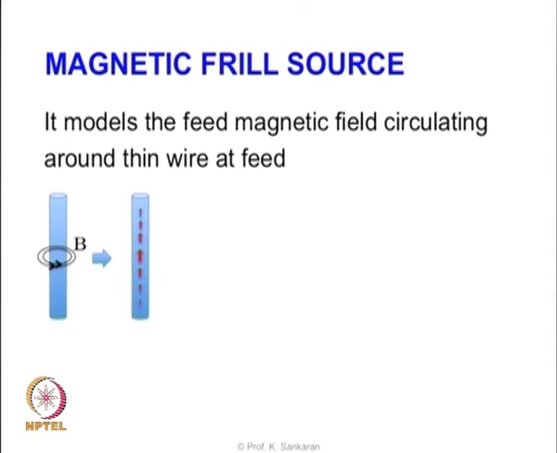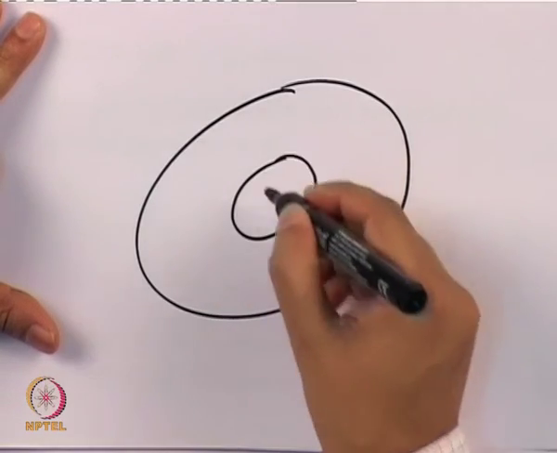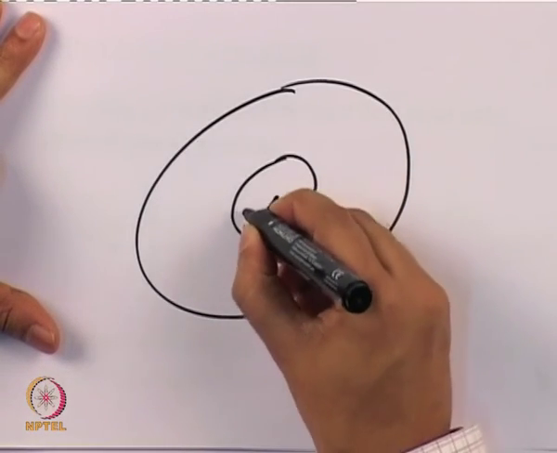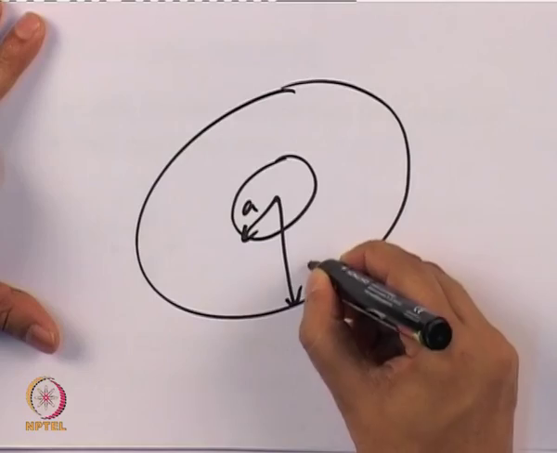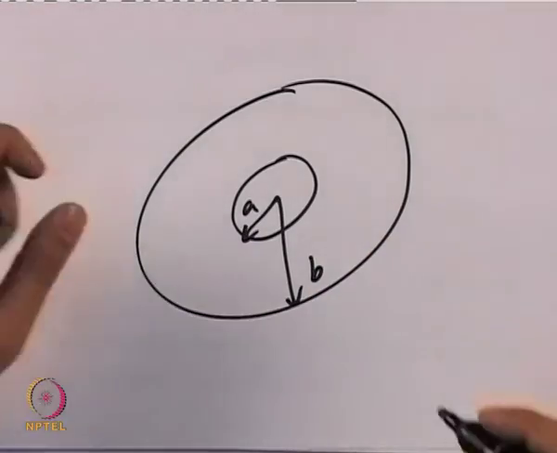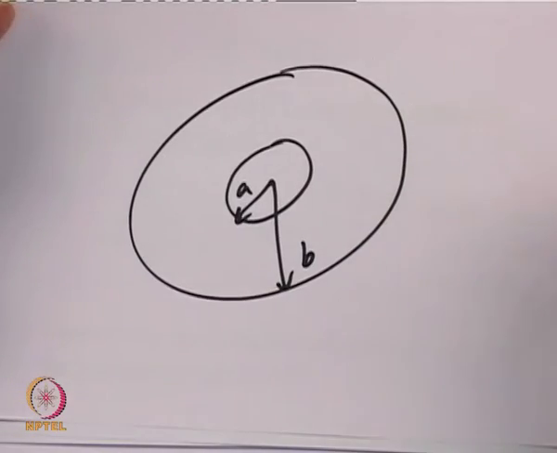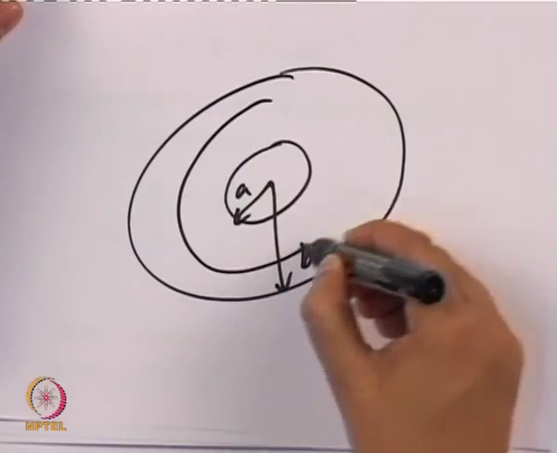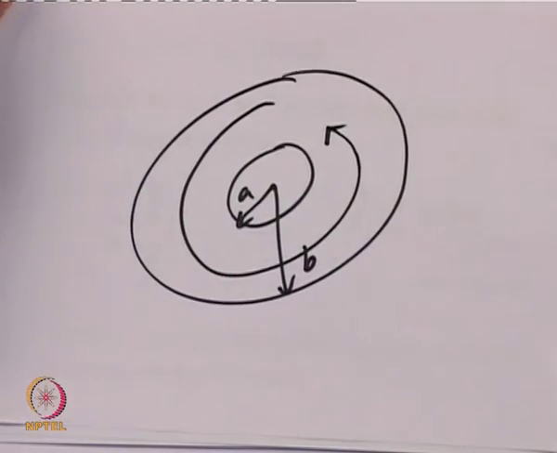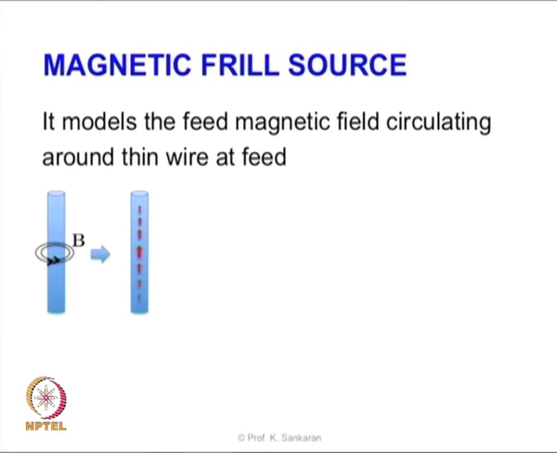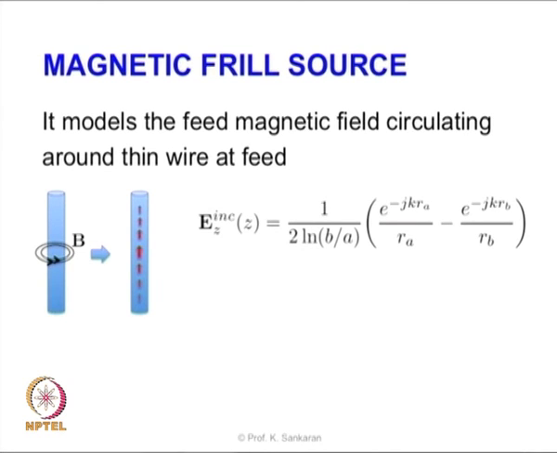So there is a coaxial plane, the inner radius is A and the outer radius is B. Once you have that, you can talk about the value of certain magnetic fields that are circulating around this thing. So this is the approach of the magnetic frills as we have shown in the slide. Once you do that, you can approximate the value of the E incident as a logarithmic value of B by A, because it's a coaxial aspect.